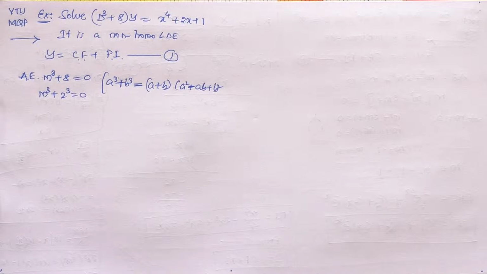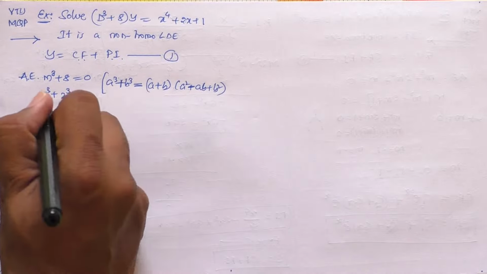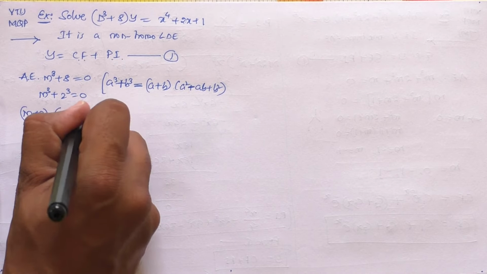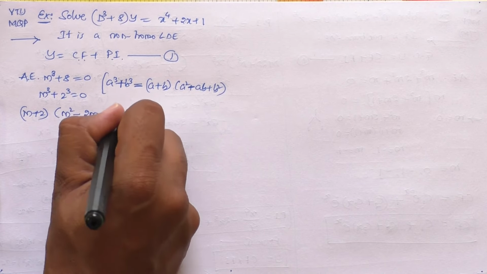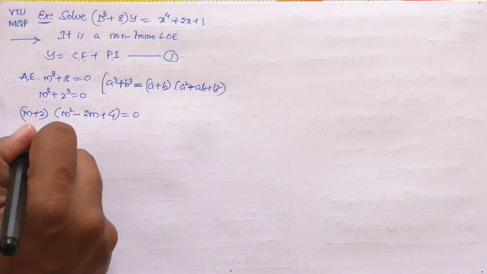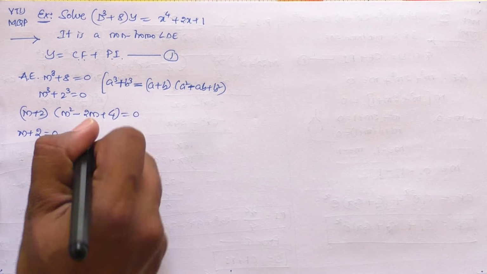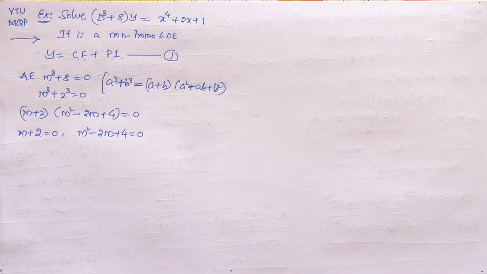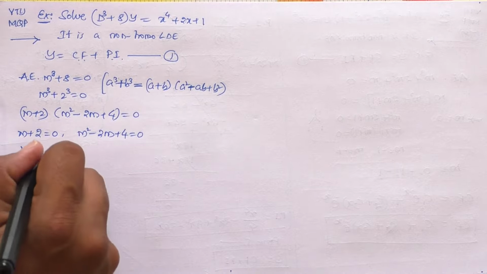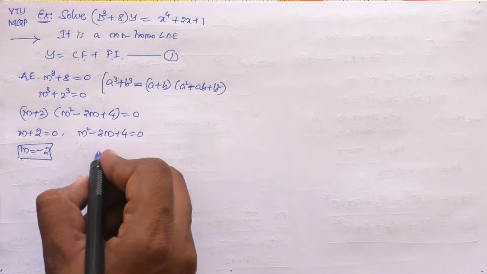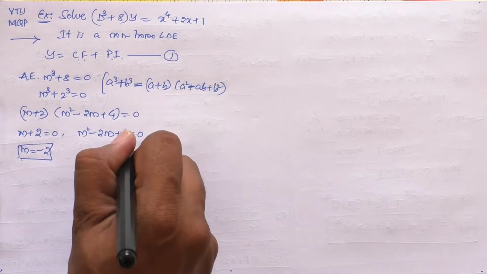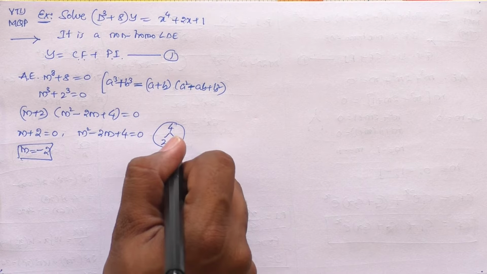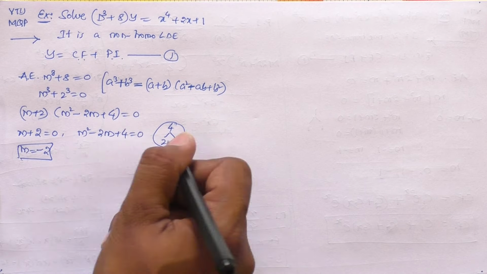Here a is m, b is 2, so it can be written as (m plus 2) into (m square minus 2m plus 4) equal to 0. Product 0 means m plus 2 equal to 0 or m square minus 2m plus 4 equal to 0. m plus 2 equal to 0 means m equal to minus 2, one root we got. Now the quadratic equation: 4 can be written as 2 into 2, but when you add both it will not be minus 2, so factorization is not possible.